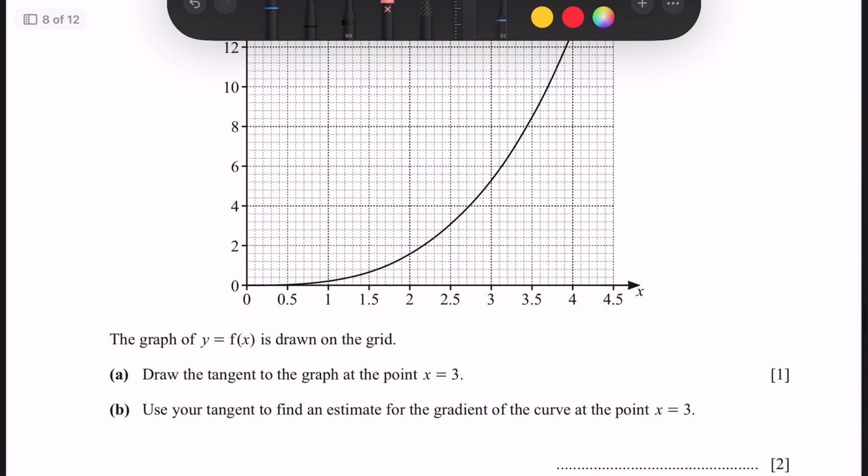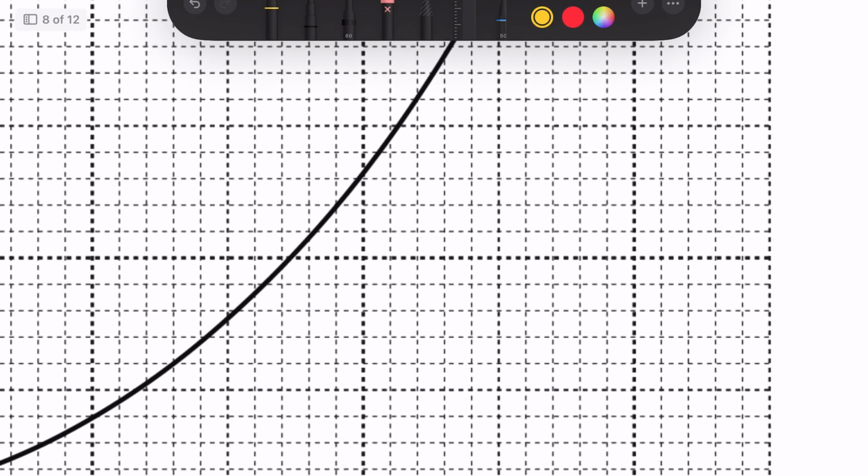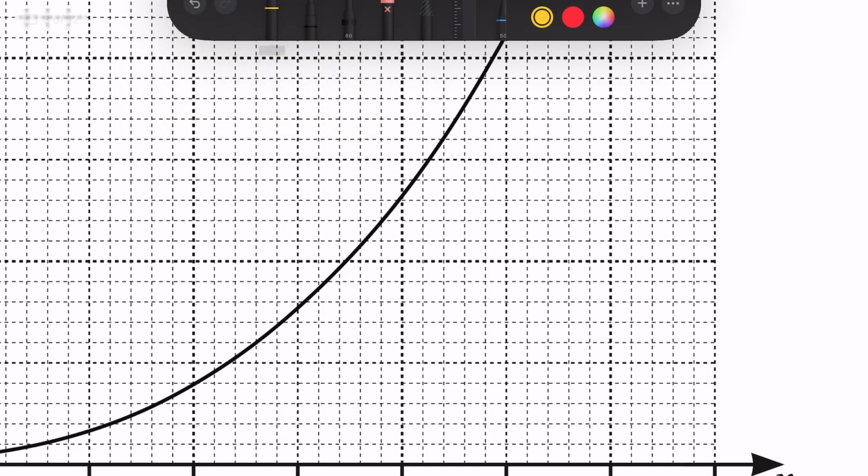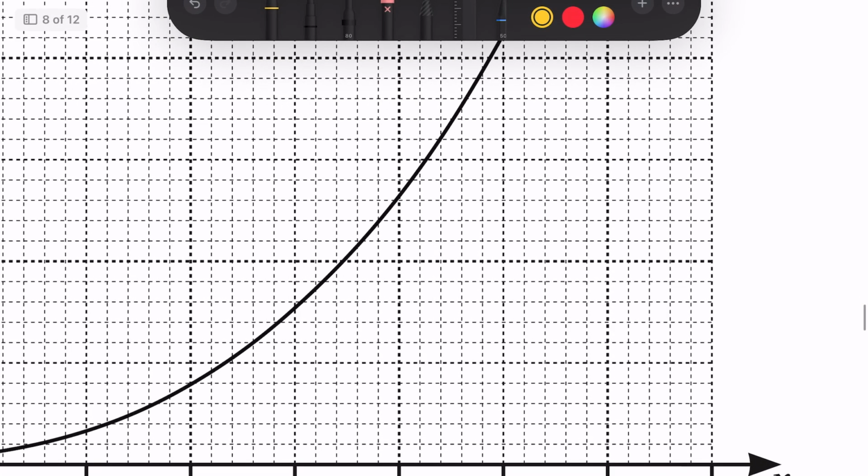Question 18. The graph of y is equal to f(x) is drawn on the grid. Question A says to draw the tangent to the graph at the point x is equal to 3. So this will be very hard to do since I'm on an iPad, so I'll try to make the brush line as small as possible. x is equal to 3 at this line over here. So this is where the x equal to 3 line meets the graph, which is the point on the graph where x is equal to 3.